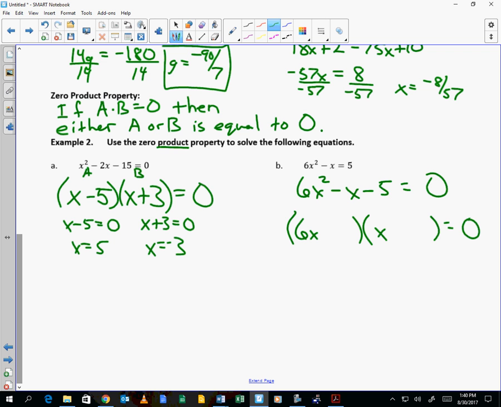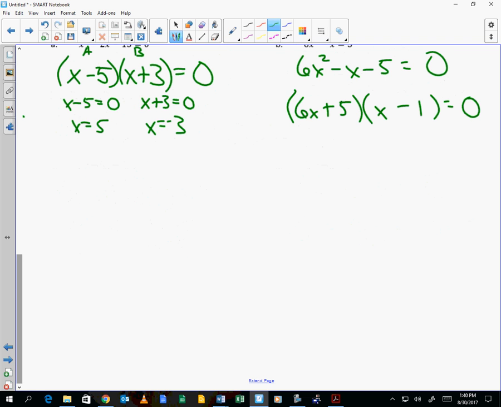Six x and x. 5 and 1. Plus and minus. That's how that factors. If you like to do the AC method, go ahead and do the AC method.